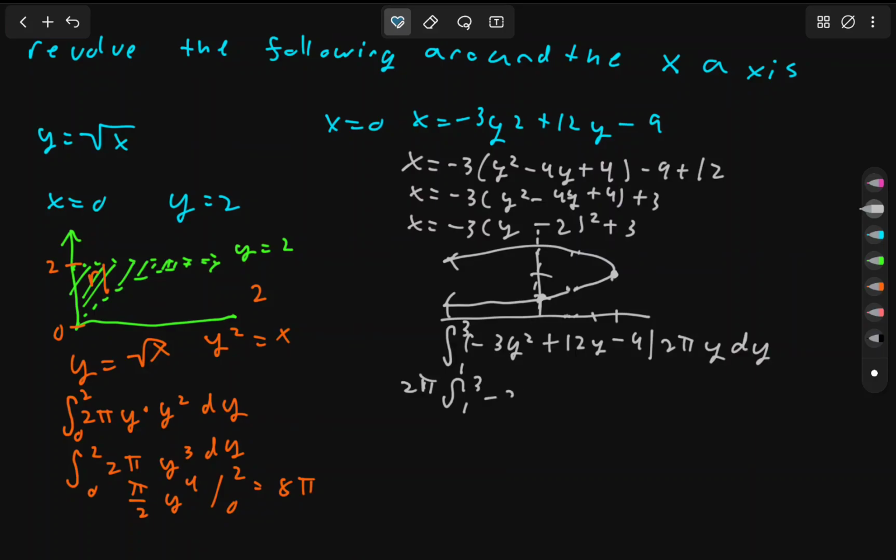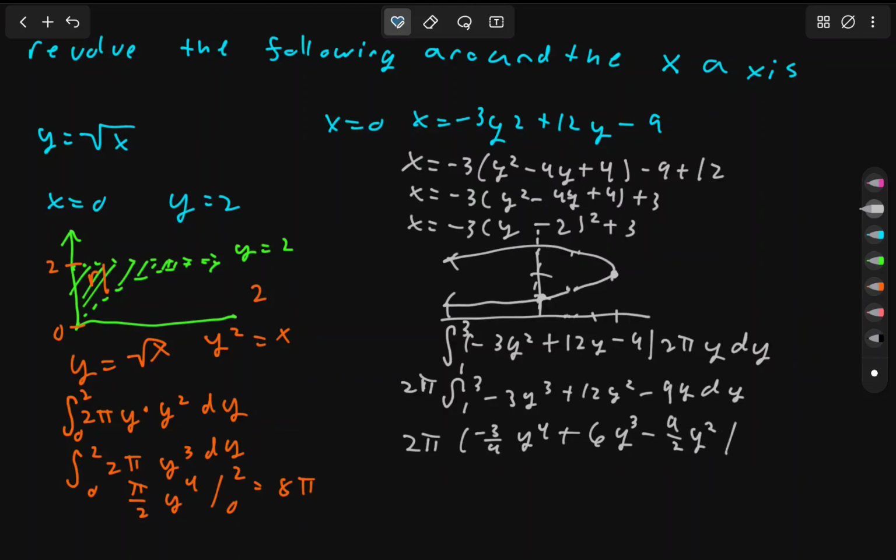Distributing the y, we will get negative 3y cubed plus 12y squared minus 9y dy. So we get 2 pi times negative 3/4 y to the 4th plus 6y cubed. Sorry, this one should be to the 4th. Minus 9/2 y squared, evaluated from 3 to 1.